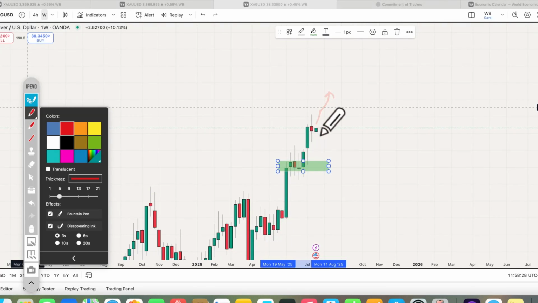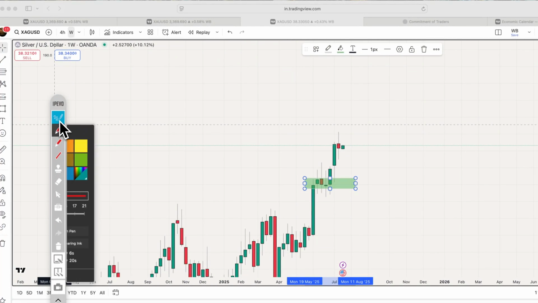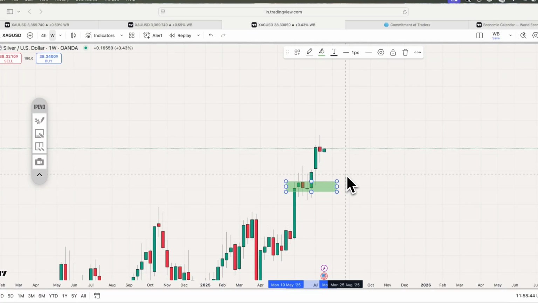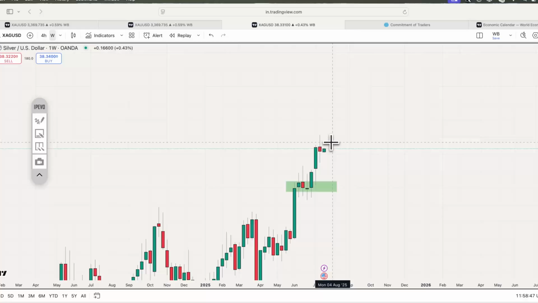So for silver, this is the main week closing that we have to watch carefully, because we have already seen a very good, healthy bull run, and yes, a pullback is possible on silver. So this is the scenario on silver that we have to wait and watch carefully.